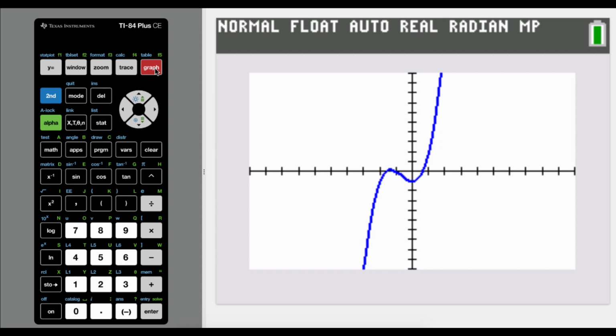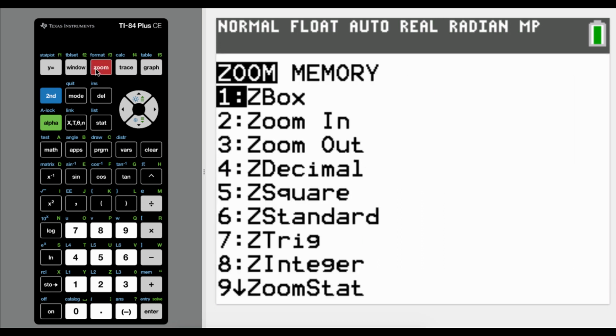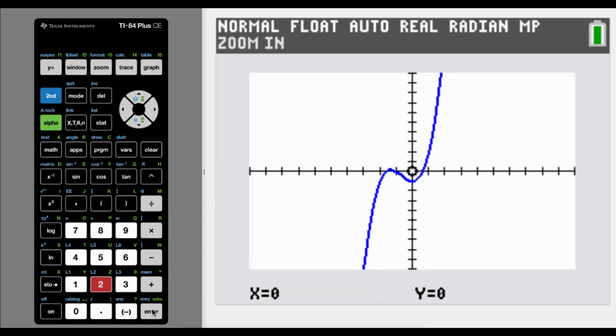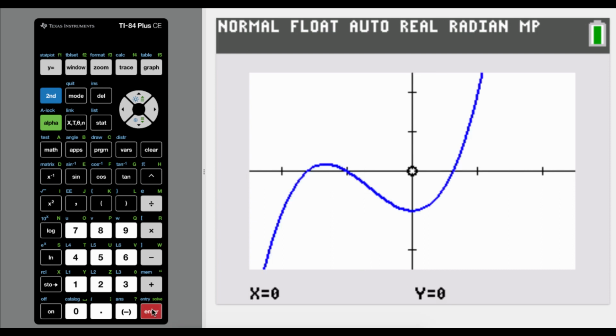I'm actually going to zoom in on this a little bit though. So I hit my zoom button. I select zoom in, and then I'm going to zoom in right on the origin. So I want my cursor to be on the origin, and I'll hit enter. And this gives us a better idea of what's happening. We can actually see that there's three x-intercepts.